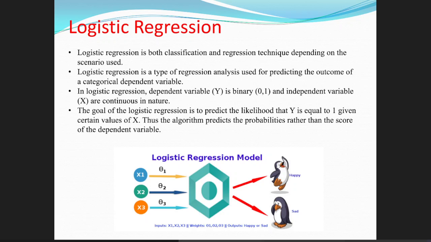The goal of logistic regression is to predict the likelihood of y being 1 given certain values of x. So the inputs are independent, continuous values. Inputs are continuous values, but output is 0 and 1 only. So for any random input, you have to find out the probability that the output is 1 or the output is 0. That you find using the logistic regression algorithm.